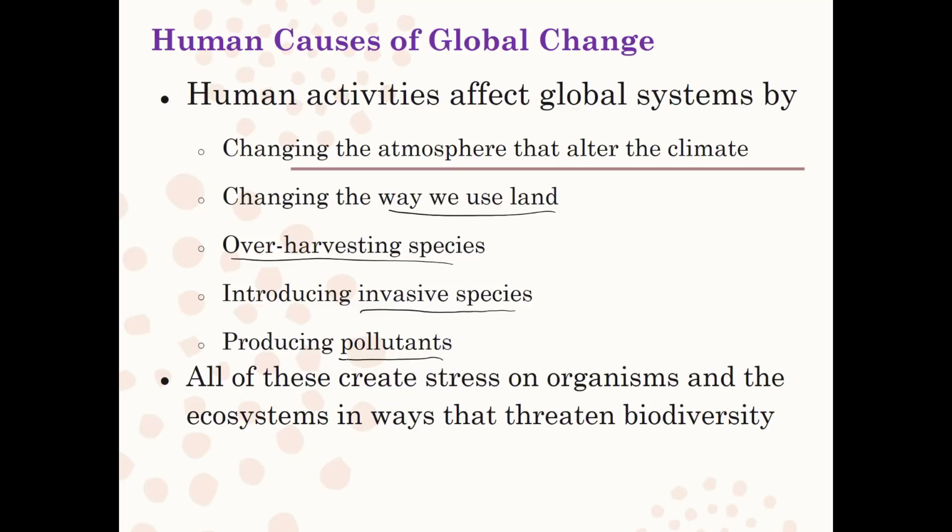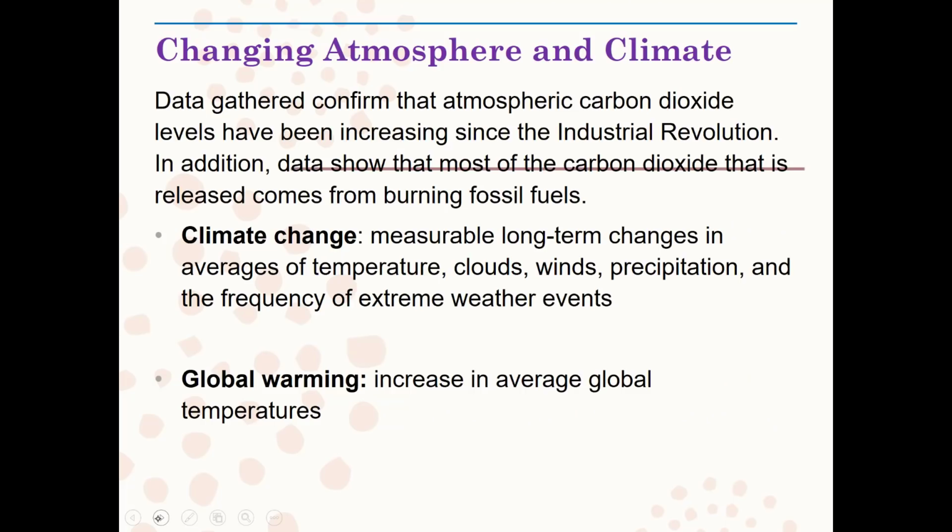All these different things, because of our increasing human population, have caused a lot of stress on organisms and their ecosystems. And that overall is threatening the biodiversity, causing a lot of animals to become endangered and even possibly go extinct. And in turn, as biodiversity becomes threatened, it hurts us as well because we saw how many benefits we get from having a diverse amount of species.